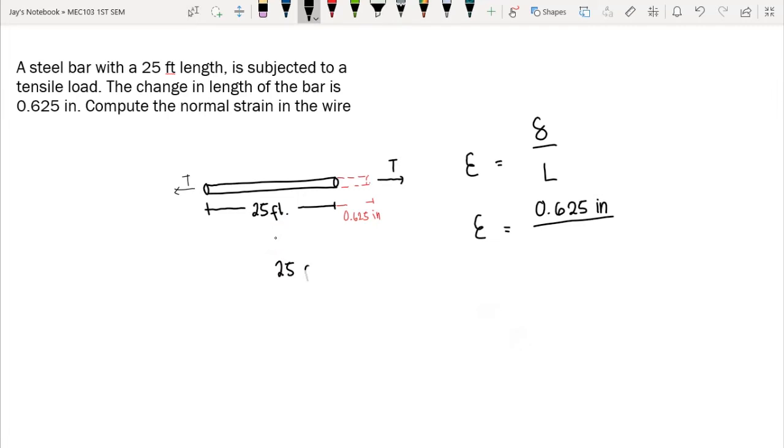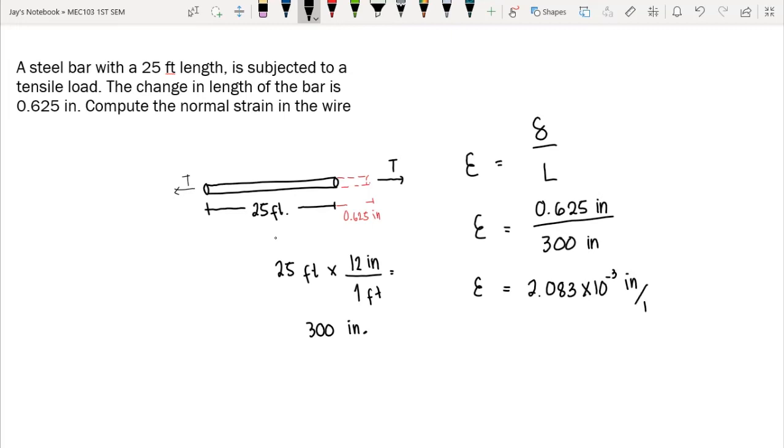So 25 feet times, in 1 foot, there are 12 inches. So we have the length here, which is 300 inches. Okay? That is the length of our bar in terms of inch. So we divide it by 300 inches. So we have the normal strain equal to 2.083 times 10 raised to negative 3, that is inch per inch.